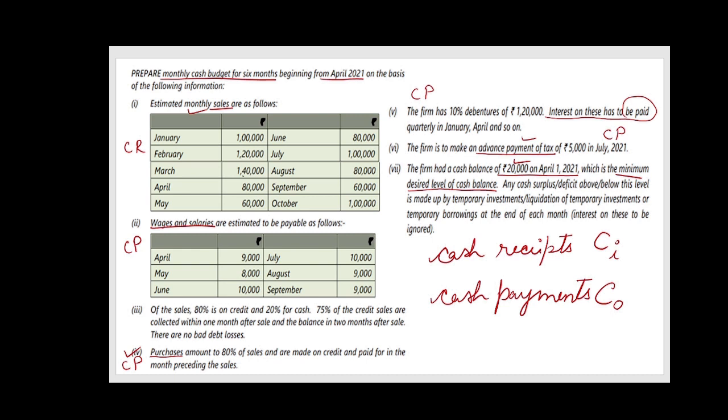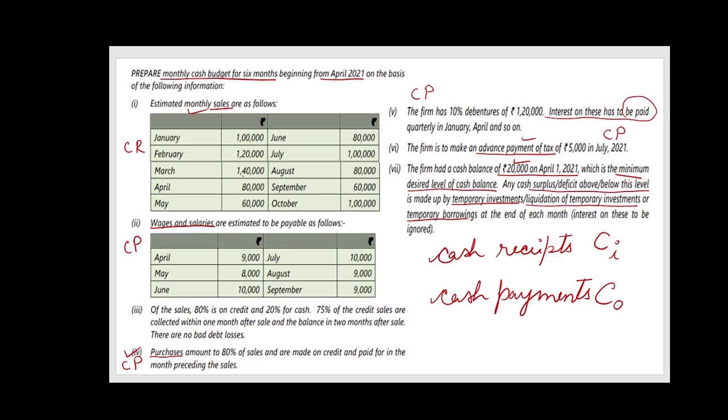Any cash which is surplus or deficit above or below this level of 20,000 is made up by temporary investments or liquidation of temporary investments or temporary borrowings. What this means is that if the business cash is less than 20,000 at any given point of time, then the firm will have to go ahead and borrow the money. Or in case it has any investments, it will have to liquidate them. Liquidate means it has to sell and get the money so that it can maintain this 20,000 rupees minimum cash balance.